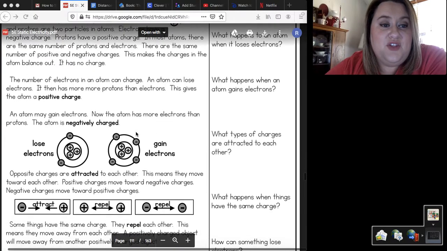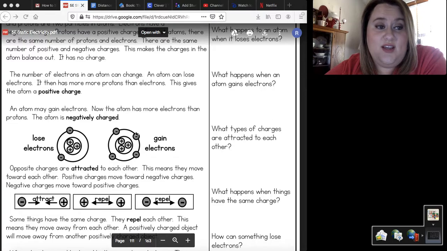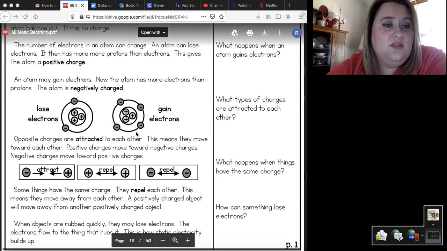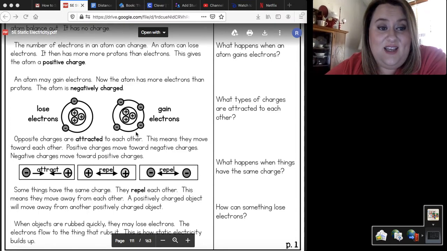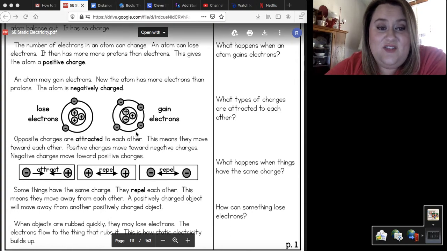The number of electrons in an atom can change. An atom can lose electrons. It then has more protons than electrons. This gives the atom a positive charge. So if I have more protons, my atom is going to be positively charged. An atom may gain electrons. Now the atom has more electrons than protons. The atom is negatively charged. So if I have more electrons, it's going to be negatively charged.